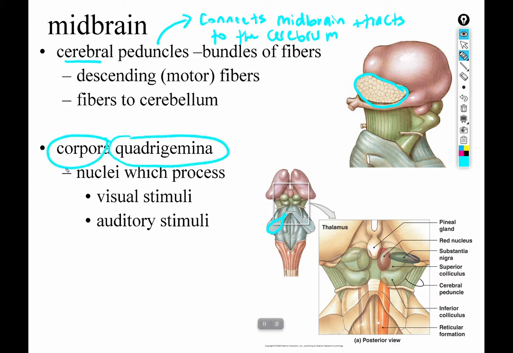down. So corpora means bodies, quad, four, gemina, twins. So the bodies of the four twins. So let's have a look at those and what the heck that means, because that's a confusing one.